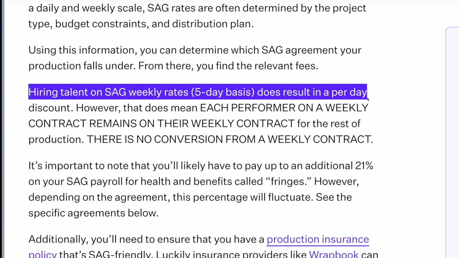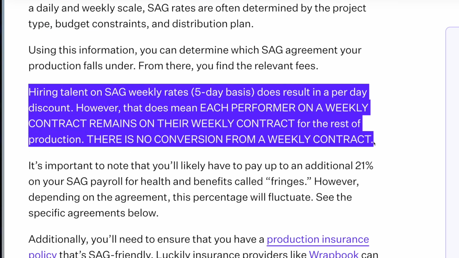And it's definitely worth noting that most shoots are working 6-day weeks, so that 6th day is overtime on top of the weekly rate. And these rates change with the amount of your budget. So you kind of need to know what your overall budget is going to be in order to know what you're going to pay your actors.